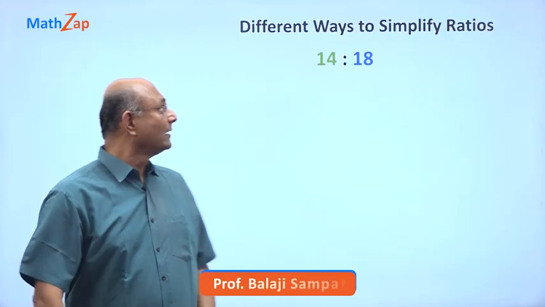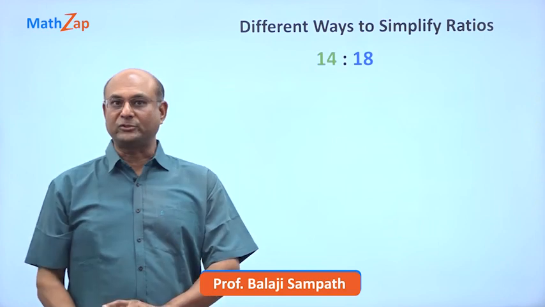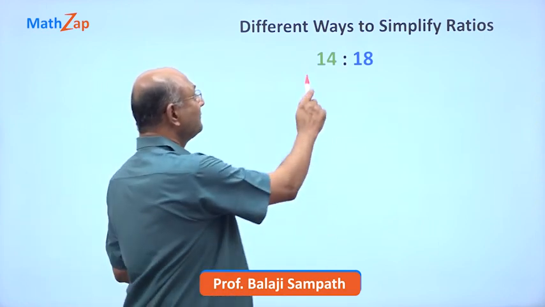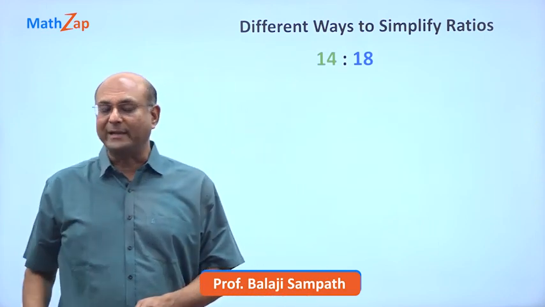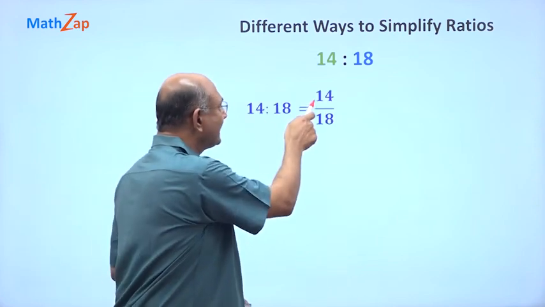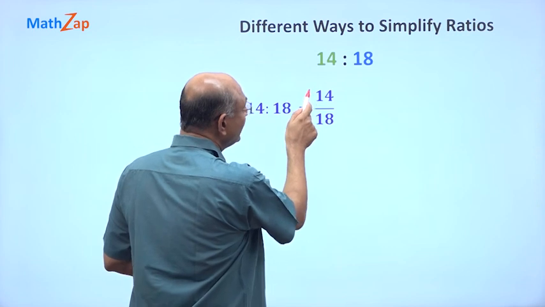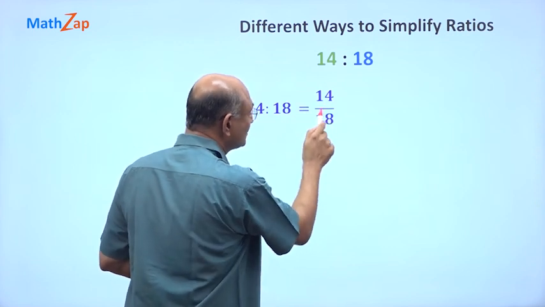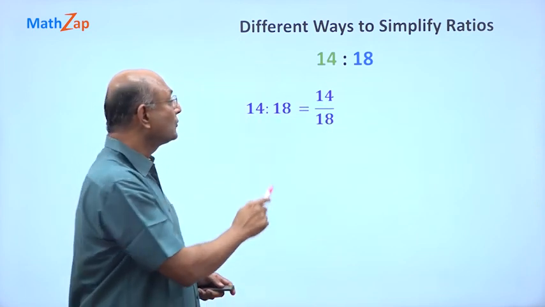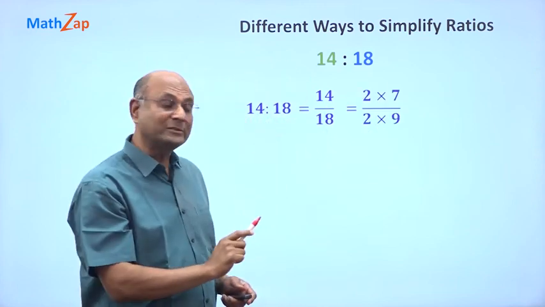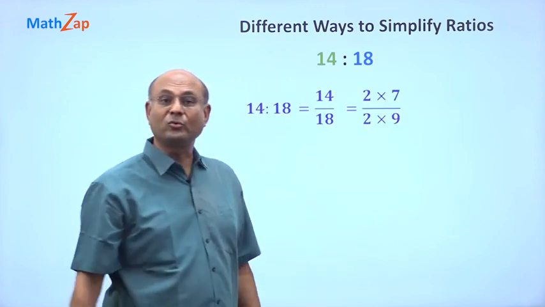Let us now learn different ways to simplify ratios. I will explain this with an example, 14:18. You know that 14:18 can be written as a fraction, 14/18. Now 2 is a factor for 14, it is also a factor for 18. So I can write 14 as 2 into 7, 18 as 2 into 9.